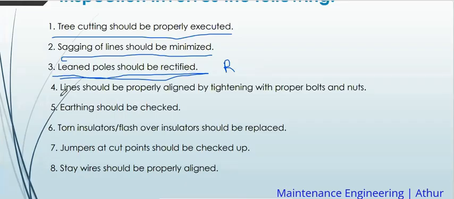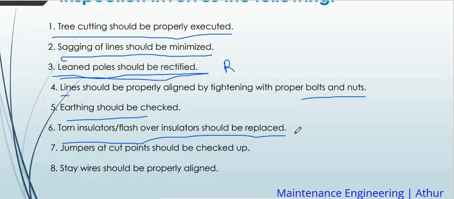Lines should be properly aligned by tightening with proper bolts and nuts. I told you about the bolts. Earthing should be checked always. Torn insulators, flashover insulators should be replaced. When a pin insulator that is supposed to be isolating the 11 kV conductor passing on the top is torn, that means there is a likelihood of killing very many people. Therefore, it is very important to check these insulators.